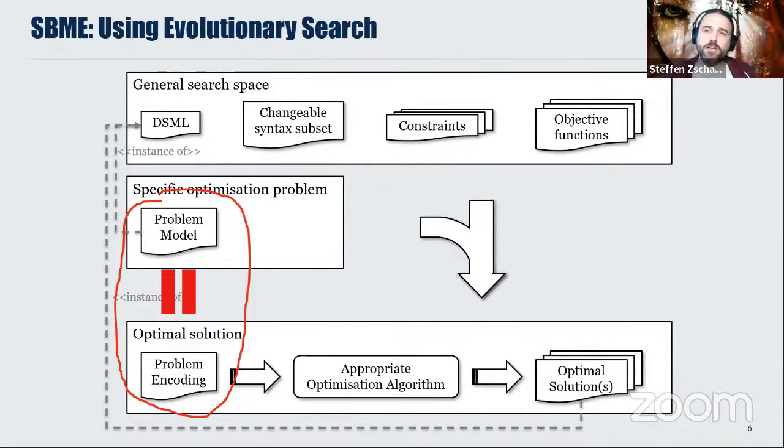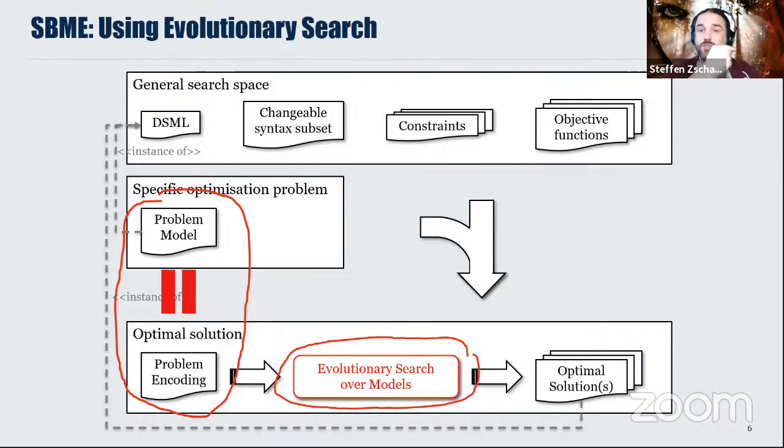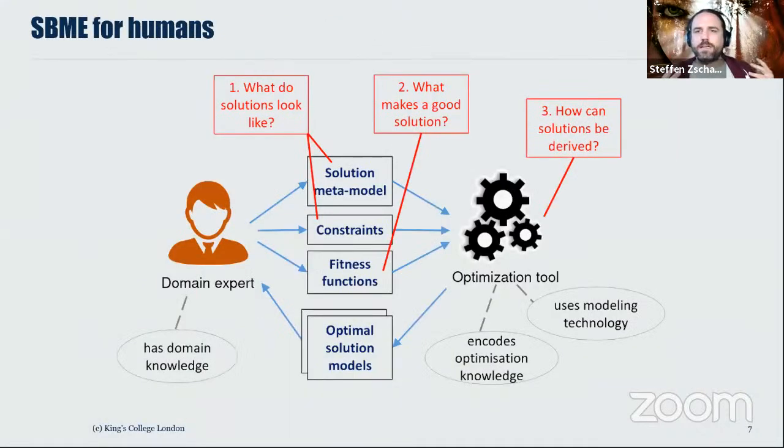So we use the model directly as our encoding. And then, as I said, we use an evolutionary search over these models. So we make changes to the models as we go along. Okay. And so let's just look back at our picture from before.